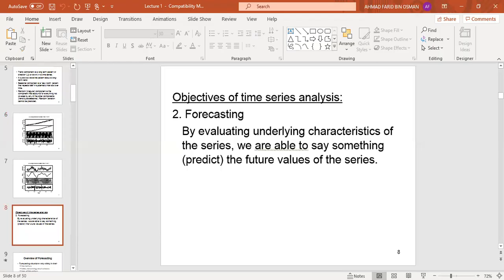So after we analyze the data, we can use the information to produce forecasts. That's another objective of time series analysis: we would like to produce forecasts. By evaluating the underlying characteristics of the series, we are able to predict the future values of the series.